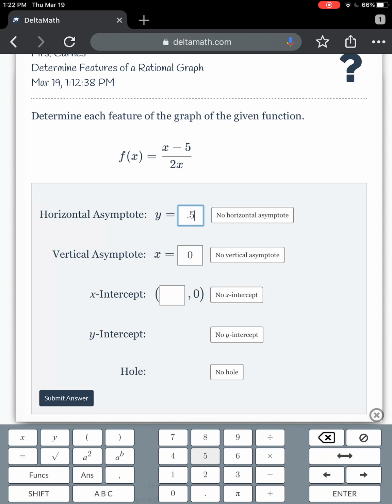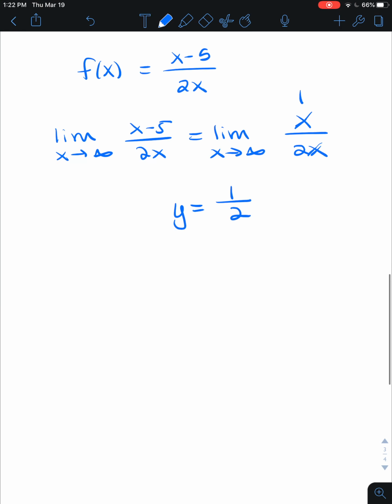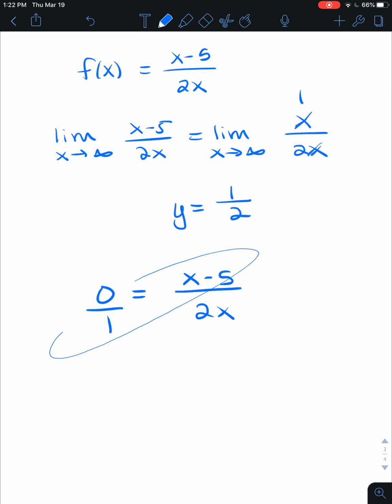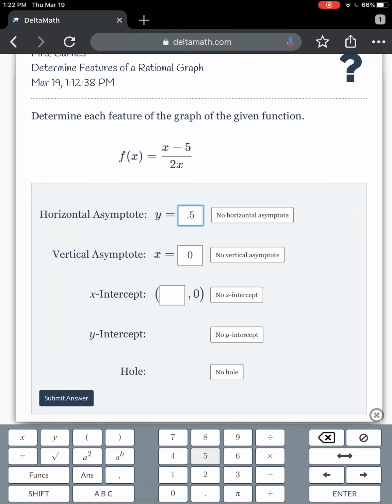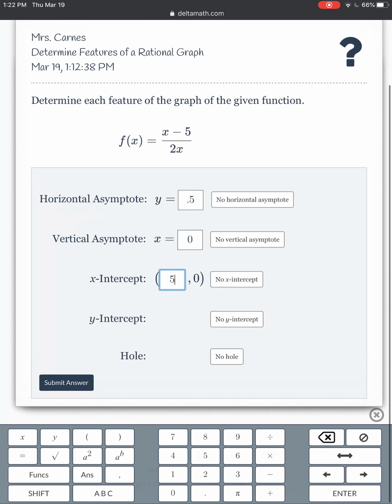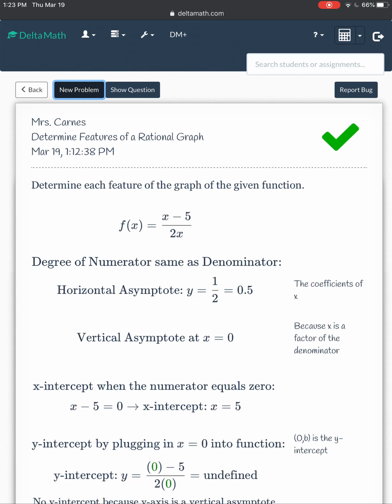And as far as x-intercepts go, I'm going to come back here a minute. If I now take this function and set it equal to 0, so when y is 0, what is x? We get x minus 5 is equal to 0, x is equal to 5. Okay, so now we'll submit.